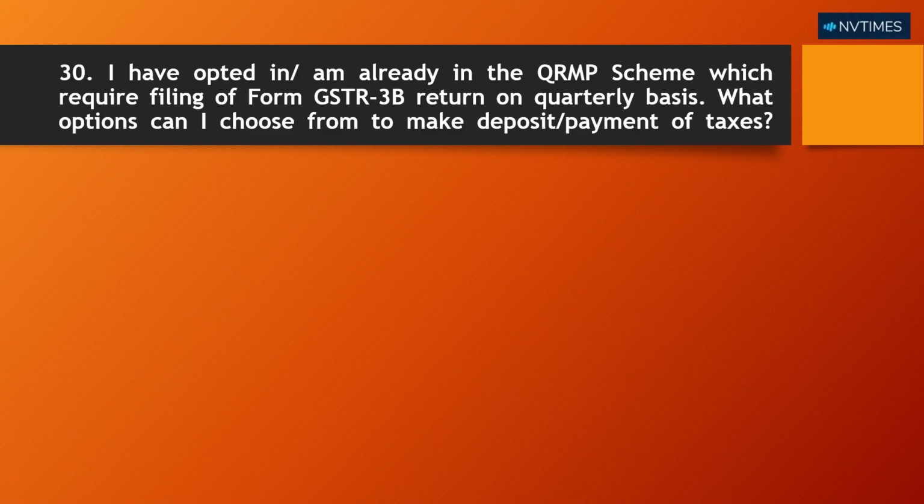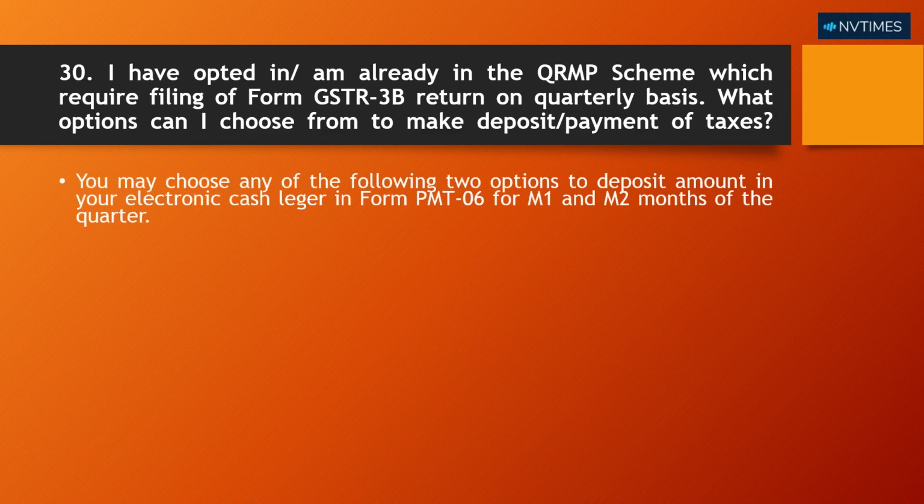I have opted in and am already in the QRMP scheme, which requires filing of Form GSTR-3B return on quarterly basis. What options can I choose from to make deposit payments of taxes? You may choose any of the following two options to deposit amount in your electronic cash ledger in Form PMT-06 for M1 and M2 months of the quarter.